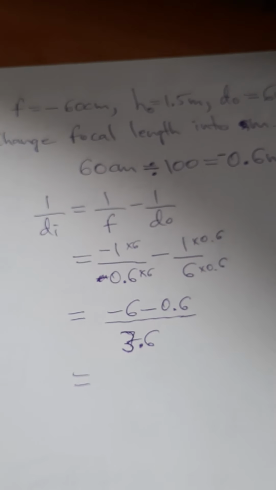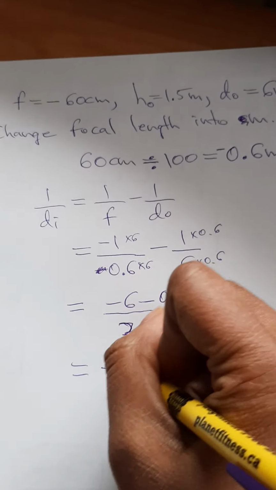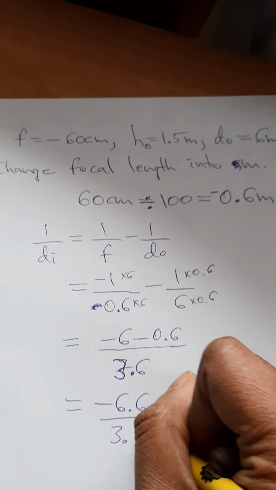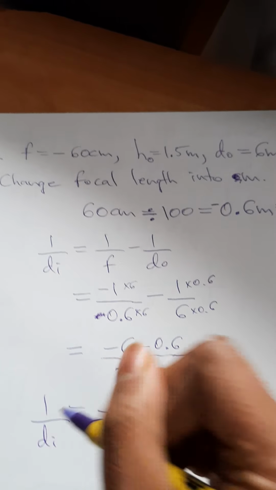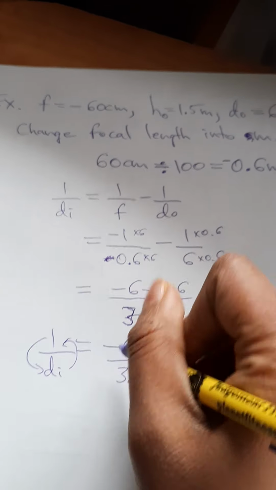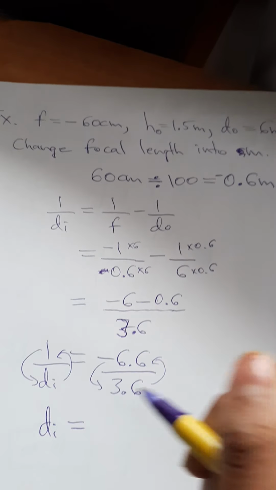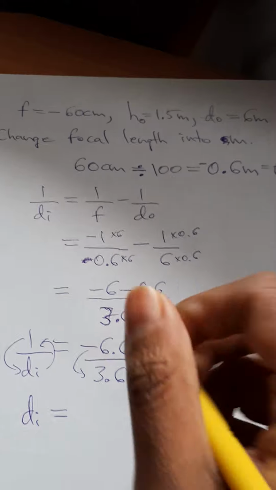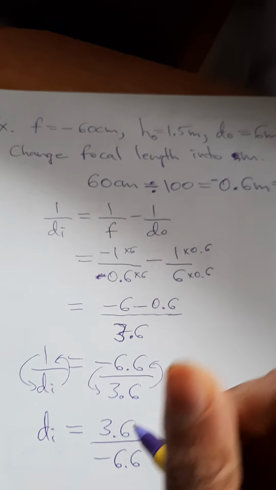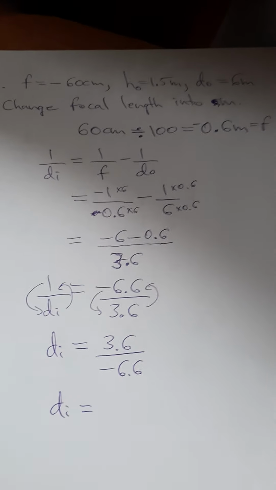So again, don't worry about all of these decimals, okay? Because it's not going to make a difference, and you'll see just in a second why. So I have negative 6.6 over 3.6. One more time, this is 1 over di. So we're going to just flip over our fraction on both sides here. And when you're looking for the value of di, this is going to equal 3.6 divided by negative 6.6. Okay, I'll just write it on the bottom here.